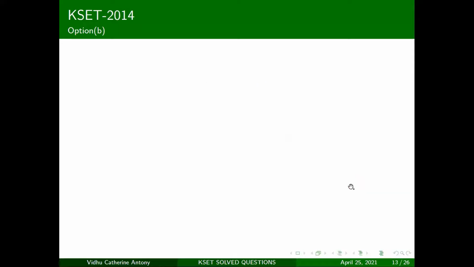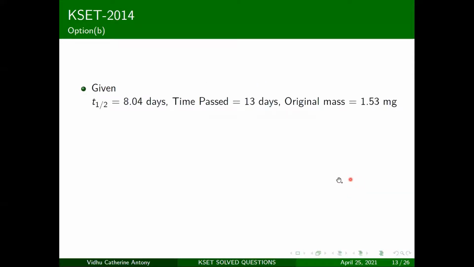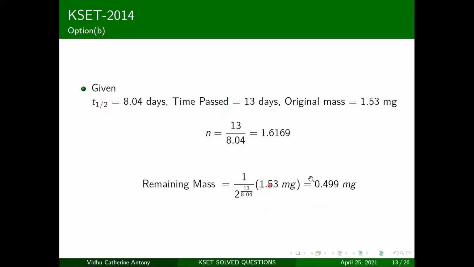Now let's look at the problem. You're given about 8.04 days as the half-life. The time passed is about 13 days, and the original mass is 1.53 milligrams. So you need to calculate n, the number of half-lives. The intuitive way to do that would be to look at the time that has passed and divide it by the half-life. So the remaining mass is 1 divided by 2 power n times 1.53 milligrams. If you have a calculator, this is fine to solve, and you get 0.499.